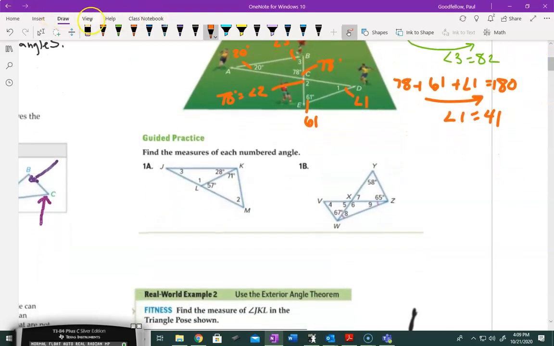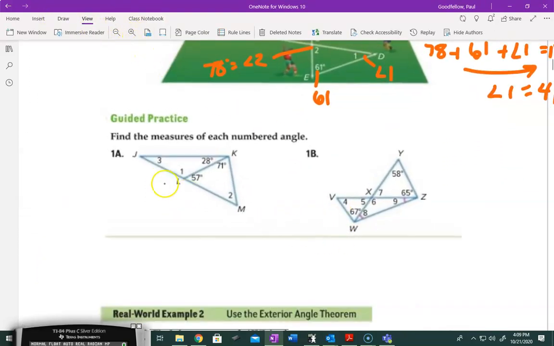Now I'm going to zoom in on a little of these. Find the measure of each numbered angle that would be inside here. Now I'm going to do the same kind of idea as I did before. If I've got a triangle like this one right here, that triangle would have to add up to 180 degrees. So I'd get 57 added to 71 plus angle 2. That would have to add up to 180 degrees.